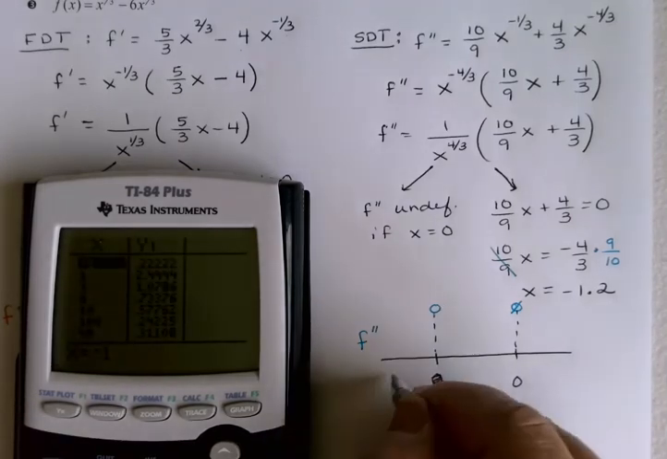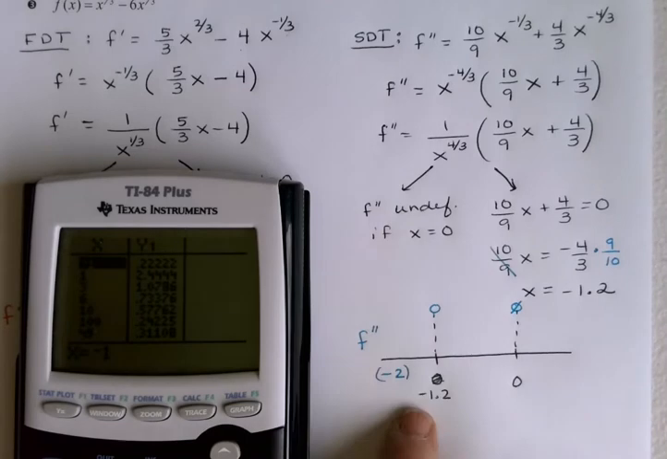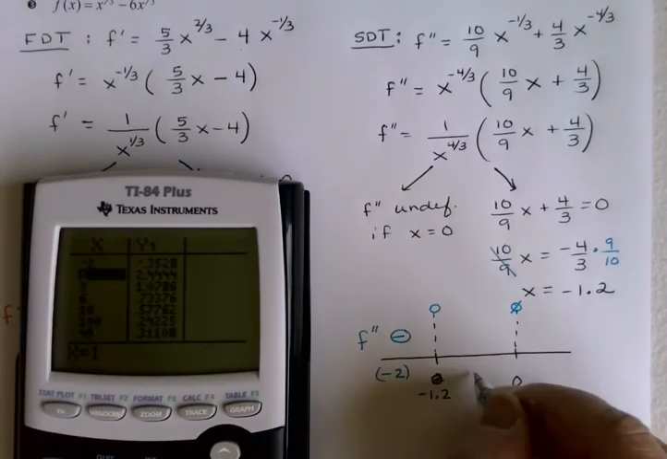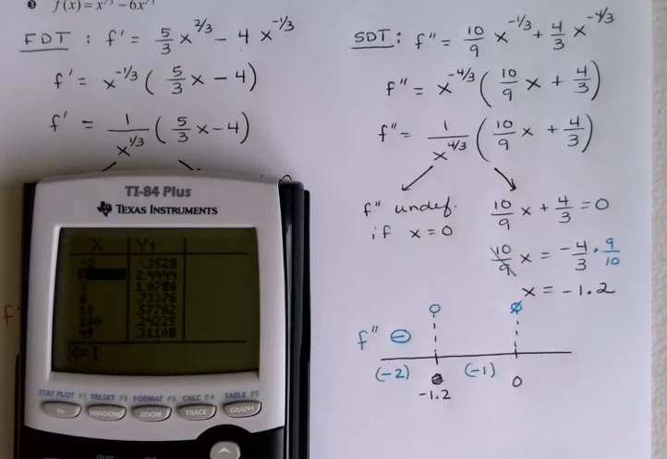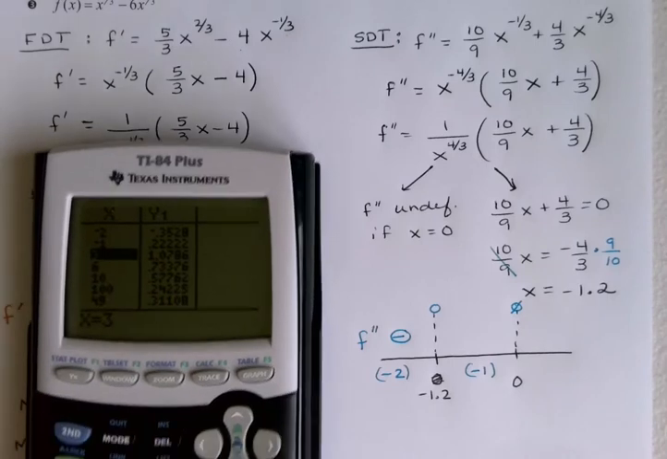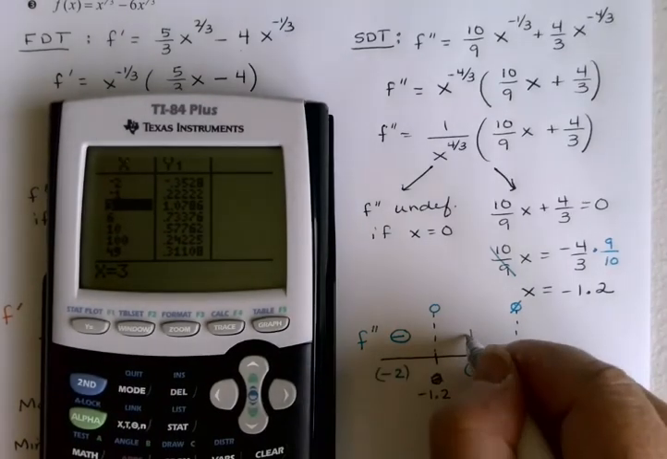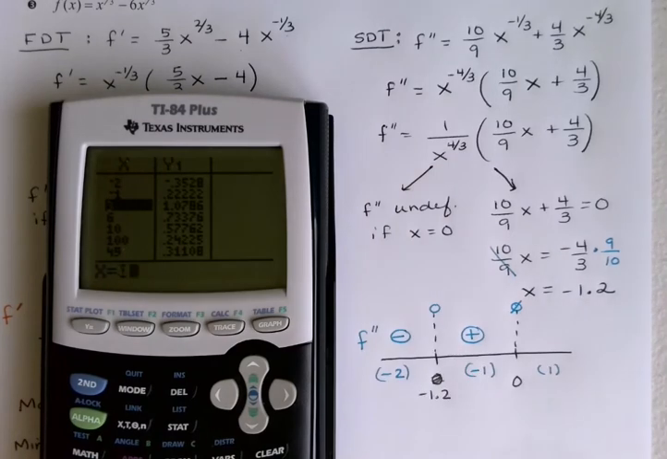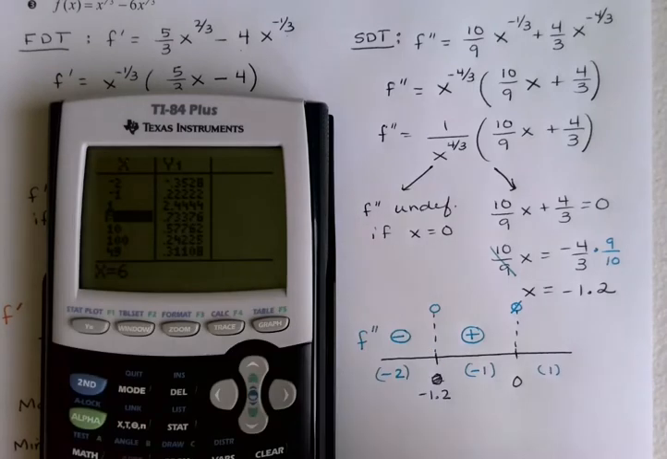And we'll try maybe negative 2 would be our first test value, something left of negative 1.2. And I'm getting a negative second derivative. I could try negative 1 in here. Looks like a positive second derivative. And finally, maybe positive 1 out here. And I am getting a positive second derivative again.